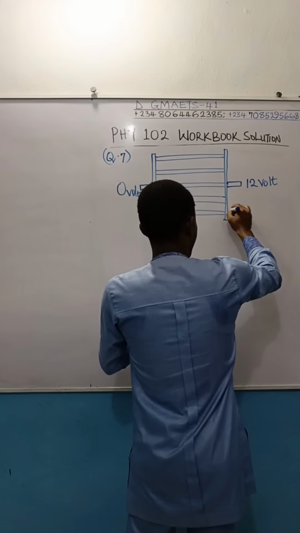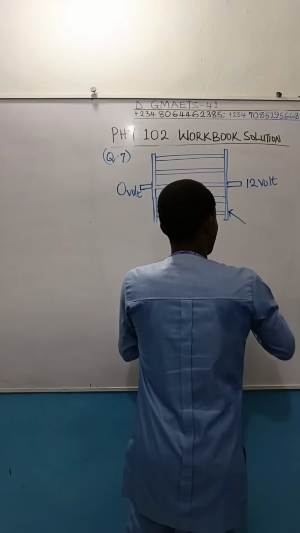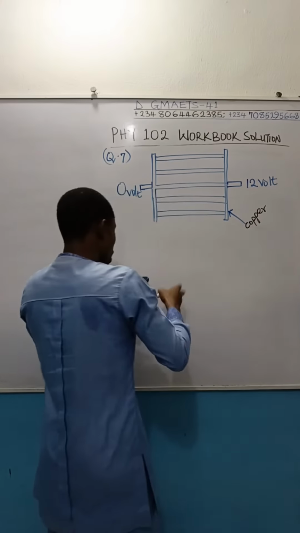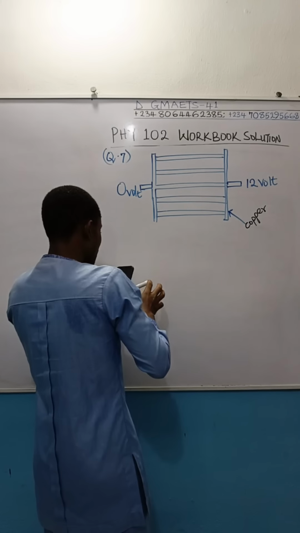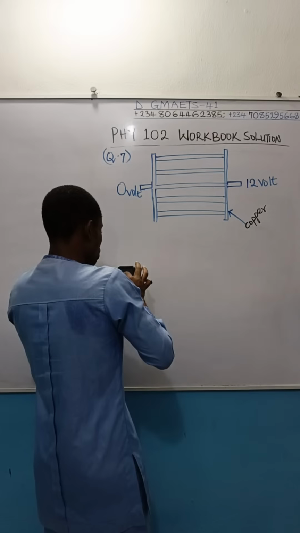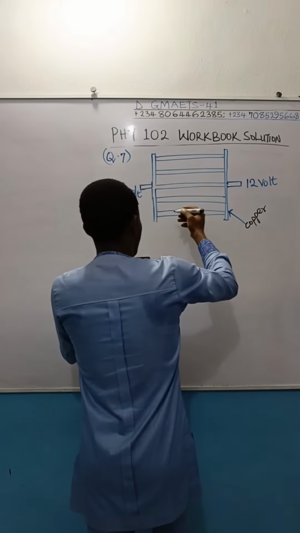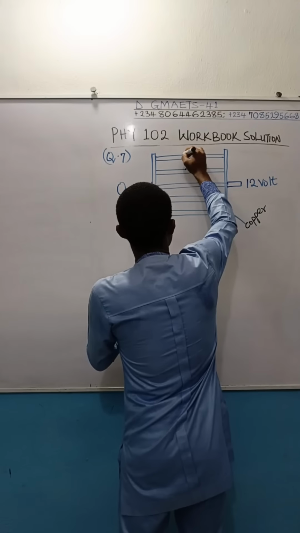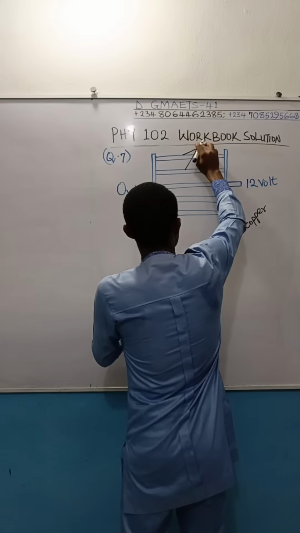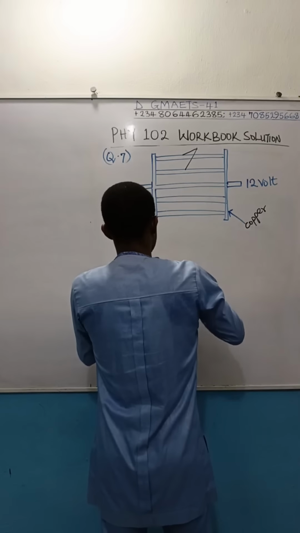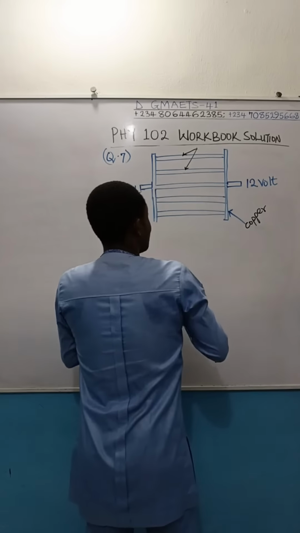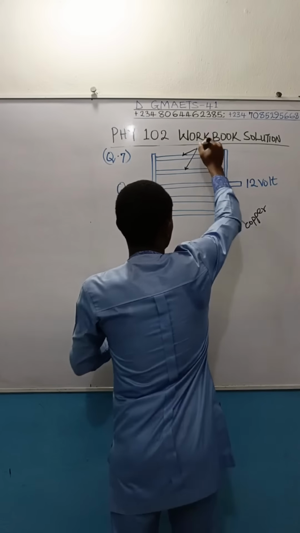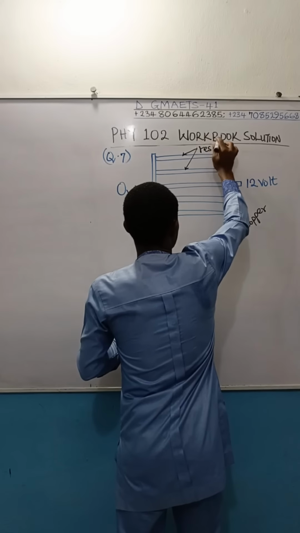Then this was labeled as copper. So the material is made of copper. These two were labeled as resistive strip. This and this, they are resistive strip. That is a strip that has resistance.